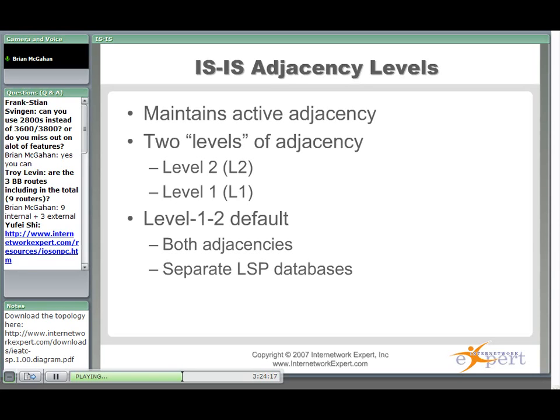Now, if you're trying to get a protocol to scale, it's not really a good idea to keep dual adjacency databases for the same type of information. So if we enable IS-IS everywhere and leave it as level 1, level 2, you're going to have duplicate information in the level 1 database the same as you have in the level 2 database.